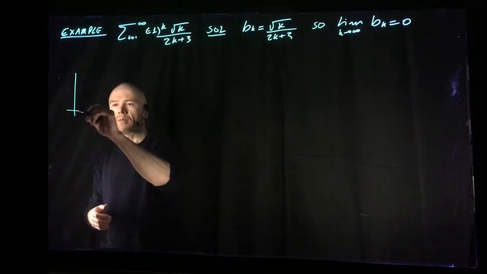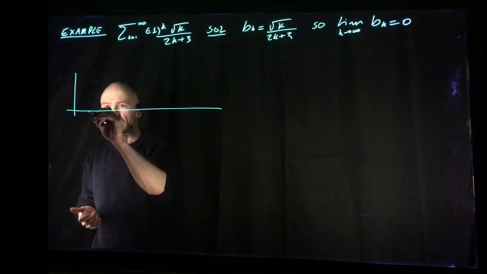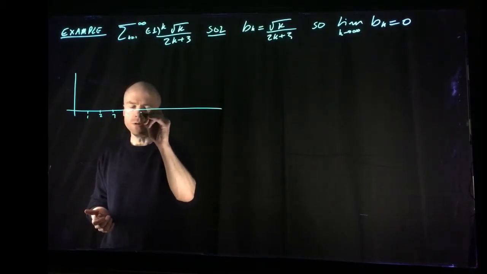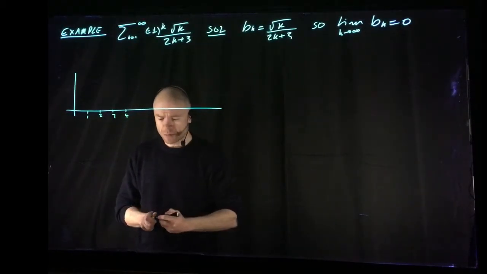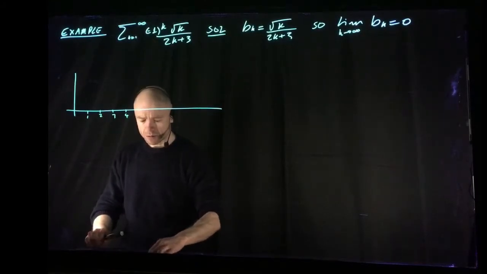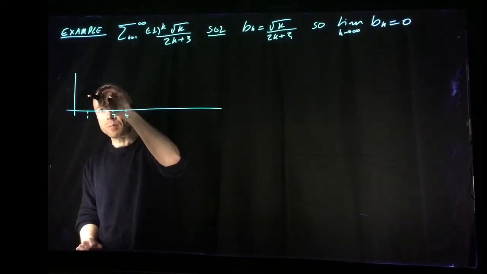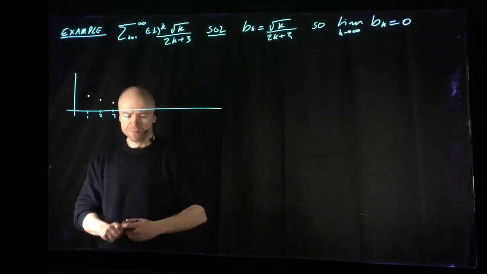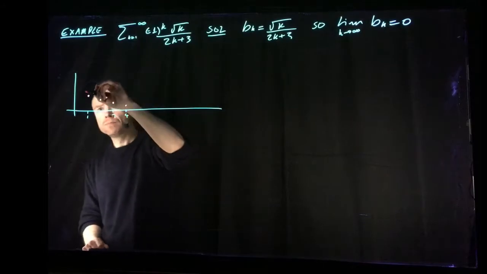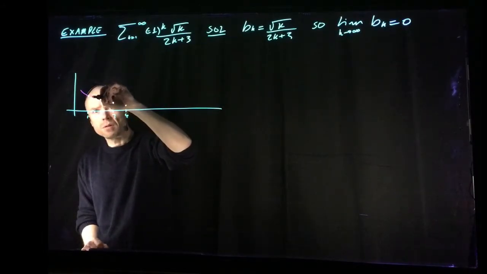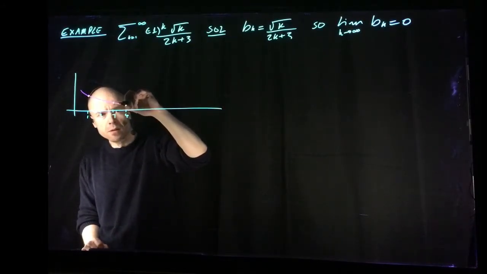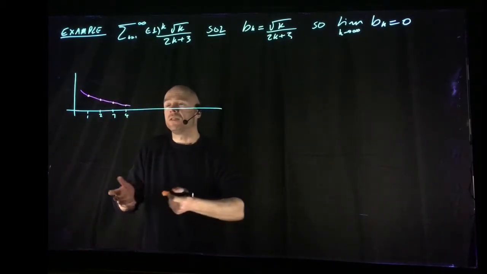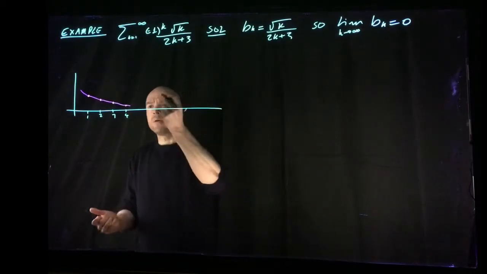So this is what I mean. If you have a sequence, here's 1, here's 2, here's 3, here's 4, and so on, a sequence of positive terms, you can represent each term of the sequence just as, say, some dot above the integers. And if we create a function that goes through all of these dots and is decreasing, then for sure the sequence of dots is decreasing, right?